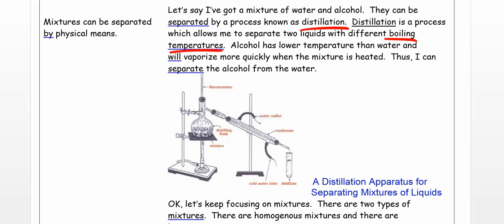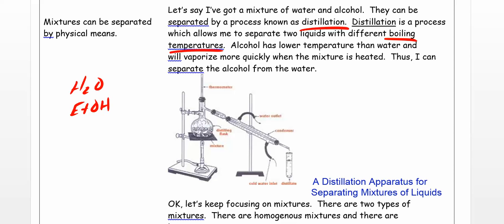So let me show you how this distillation apparatus works then. I have a distillation flask, that's this part of the apparatus right here, that has within it two different liquids, alcohol and water. By the way, the formula for water, again, is H2O. We're going to call, and just write this down for now, it's EtOH. We're going to call that ethanol. I'll explain that later, probably much later, okay?